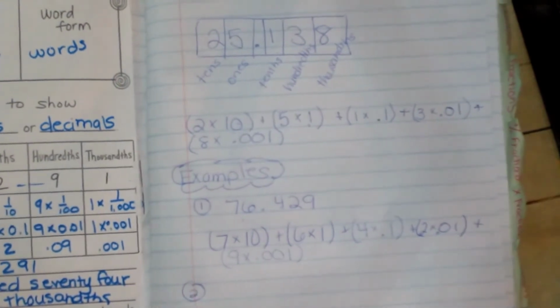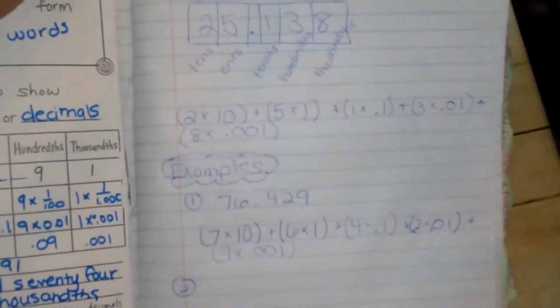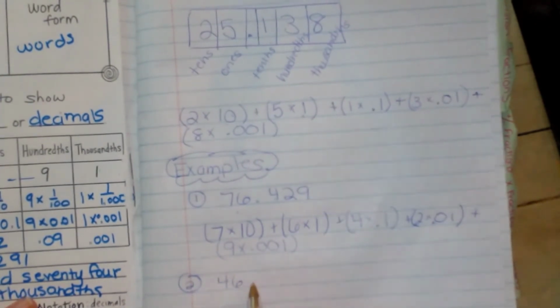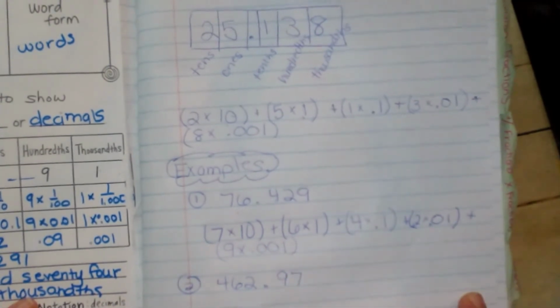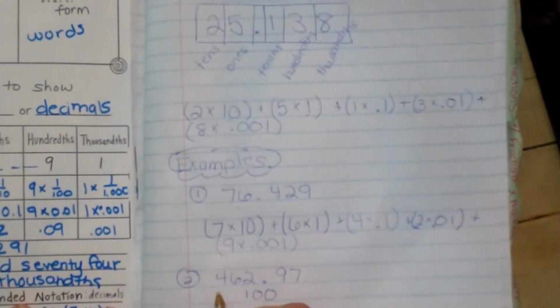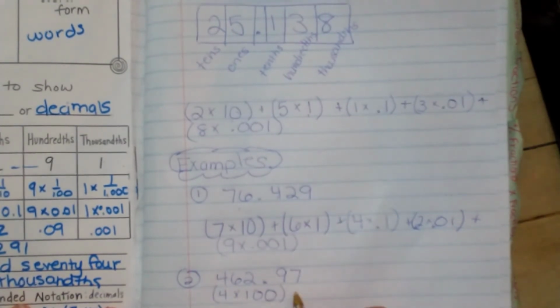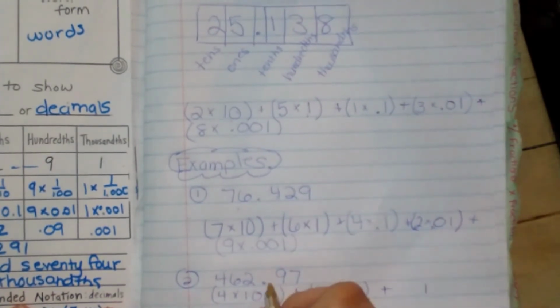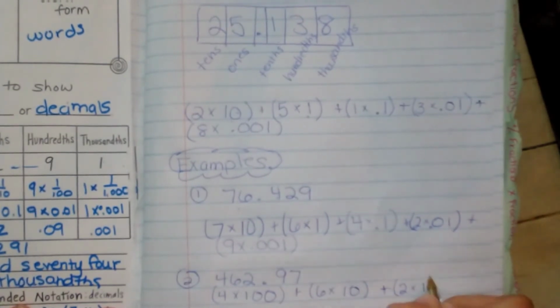Okay, let's do one more. Okay, kind of running out of a little room here. Okay, we are going to do 462 and 97 hundredths. So I say, okay, this is the hundredths place. There is a 4 in the hundredths place. This is the tenths place. There is a 6 in the tenths place. Next place value. This is the ones place. There is a 2 in the ones place.